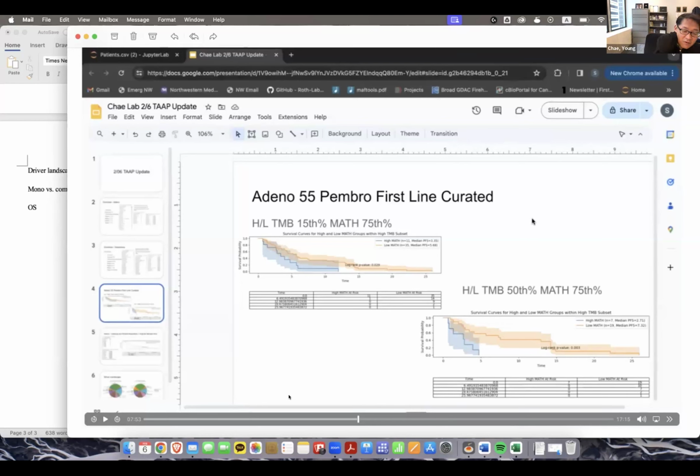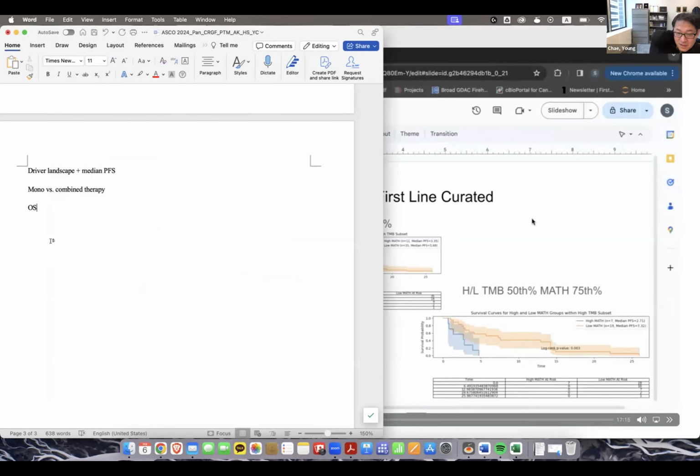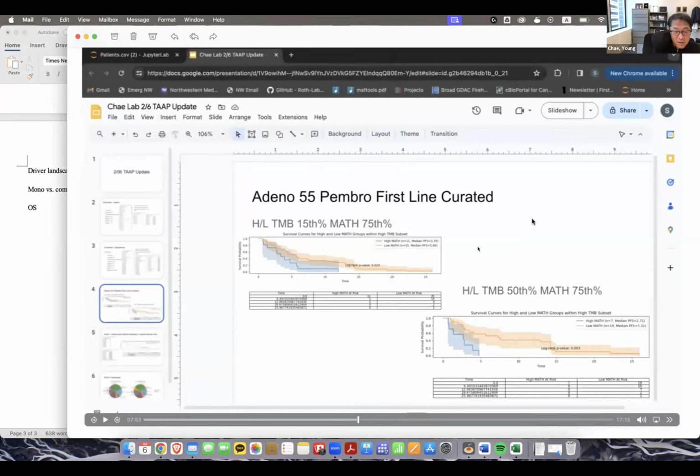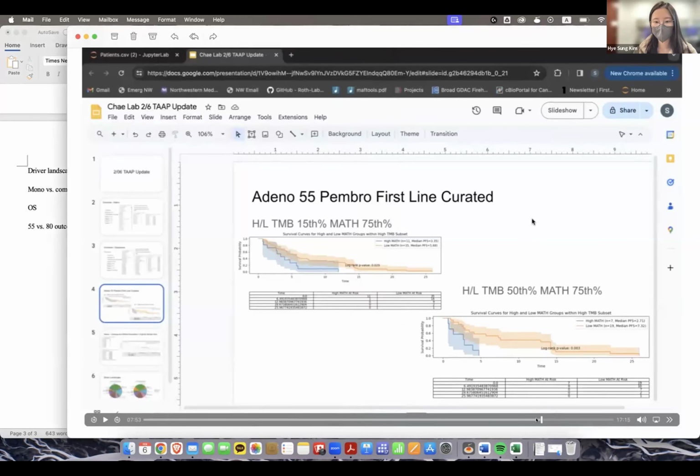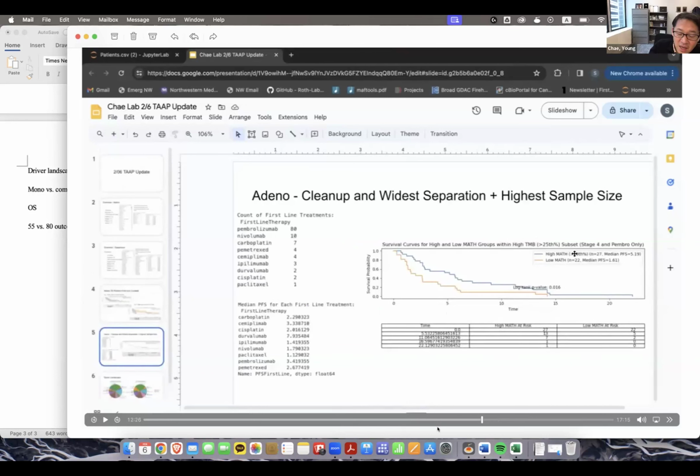So I need to understand how this flipped. I guess the difference between these: these are all PFS graphs, all first-line Pembro. Yes, these are all pending. This one is 55 patients' data versus the one below, which is 80 patients' data. But I'm thinking the 80-patient data should contain these 55. I guess the question is 55%.